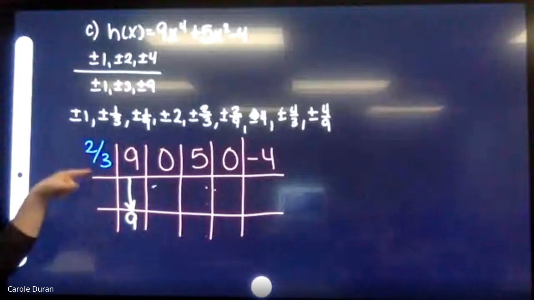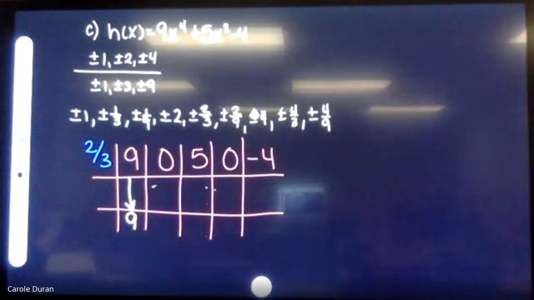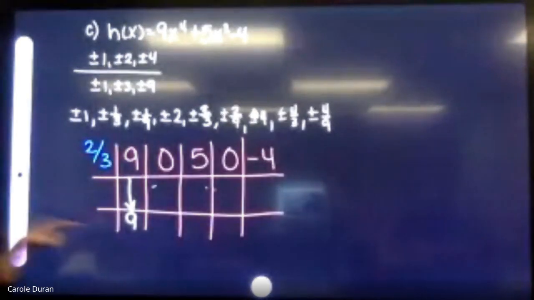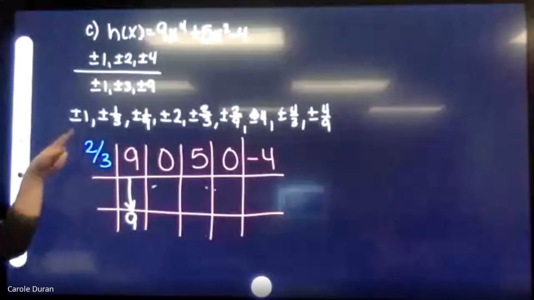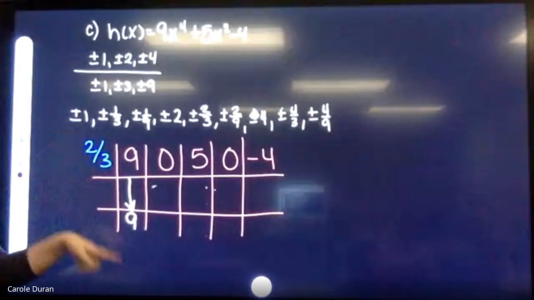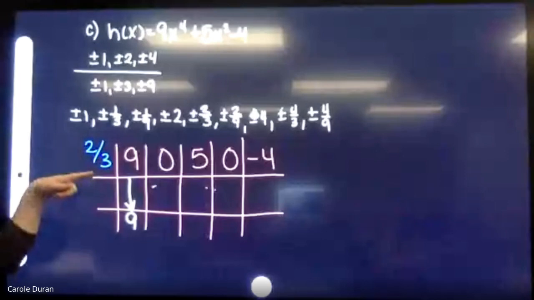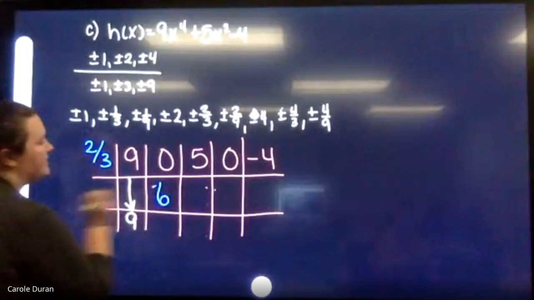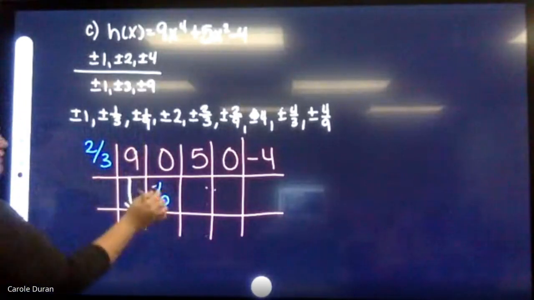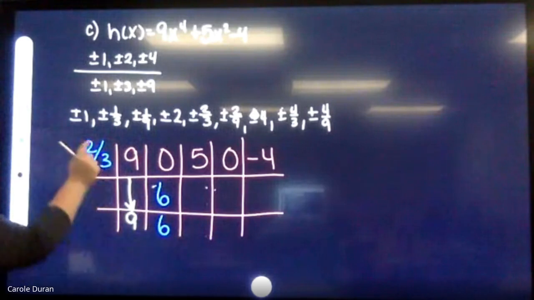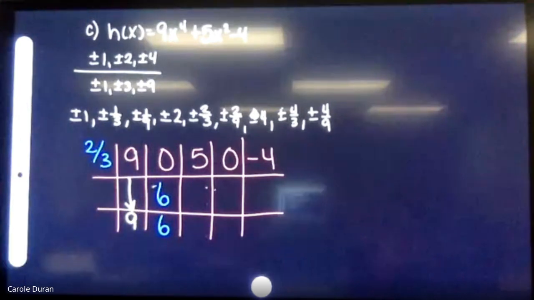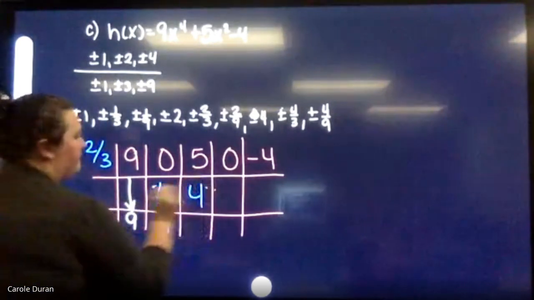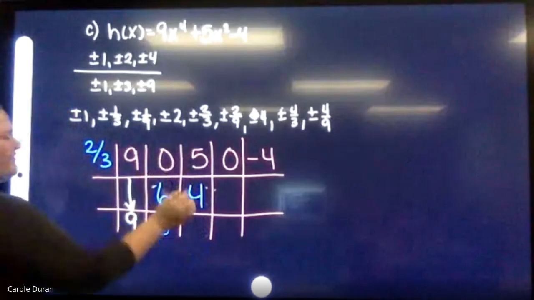Then I have 9 times 2/3. If you're unsure, do 9 times 2 and then divide your answer by 3. What's 9 times 2, divided by 3? 6. I drop it straight down. 0 and 6 is 6. 6 times 2 is 12, divided by 3 is 4. 5 and 4 is 9.